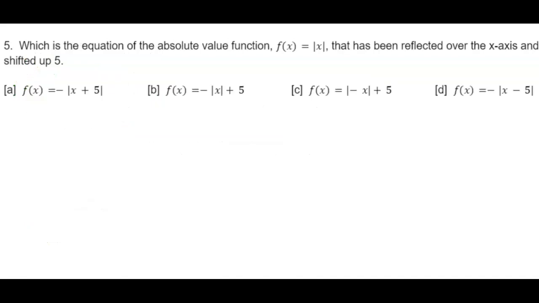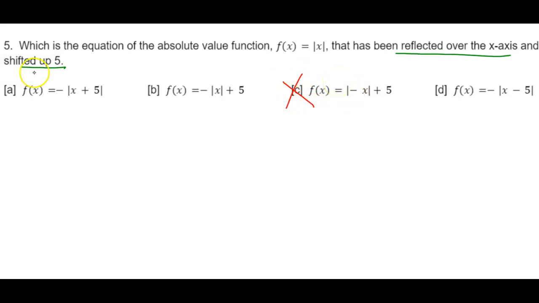All right, so something from a little bit ago, we want to look at the equation of the f of x equals absolute value of x when it has been reflected over the x-axis and shifted up 5. So if it's been reflected over the x-axis, there should be a negative in the front of the function. So right away, that automatically takes out of the running C because there's not a negative in the front. That negative is in the wrong spot.